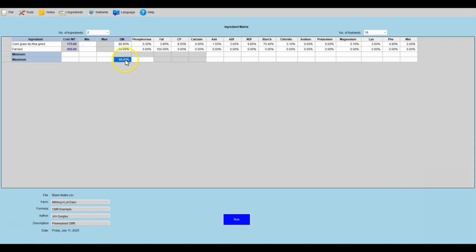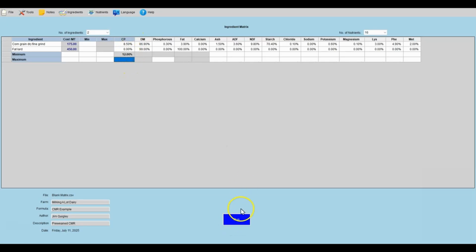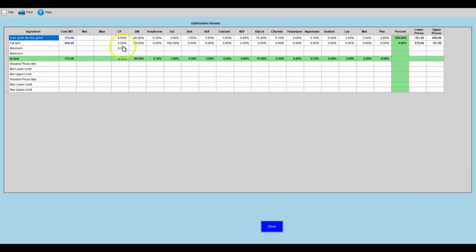Next, I'll remove the dry matter constraint and set a minimum crude protein of 12%. Again, neither corn nor fat contains enough protein to meet that requirement, so again, there is no feasible solution. If I lower the protein minimum to 8.5%, the solver finds a feasible solution using 100% corn.